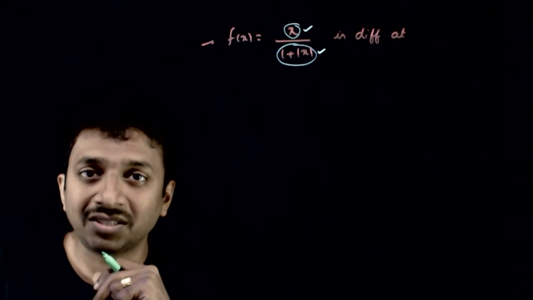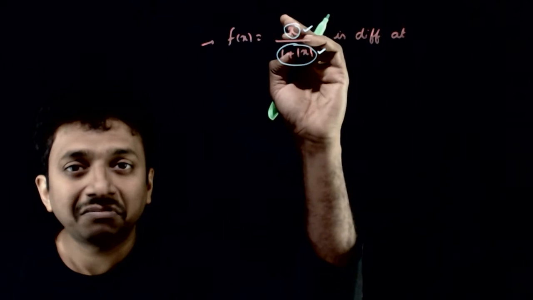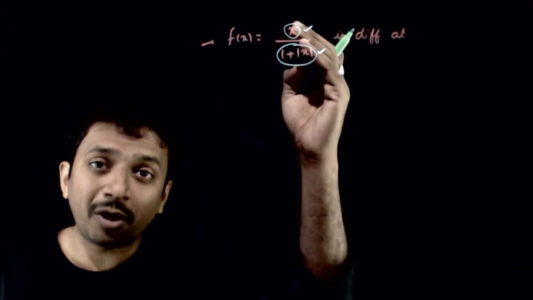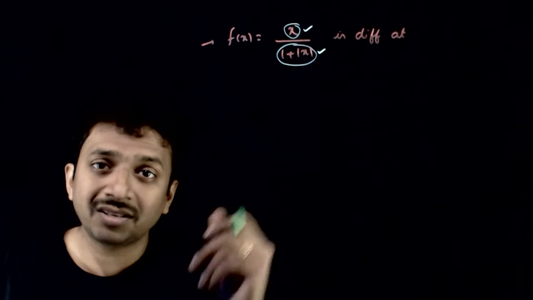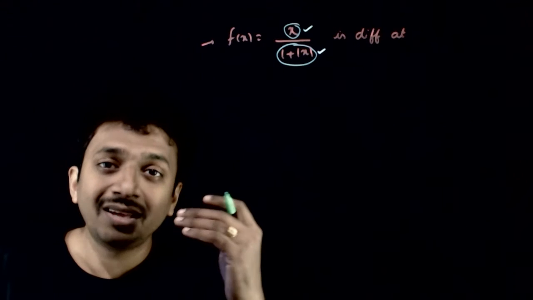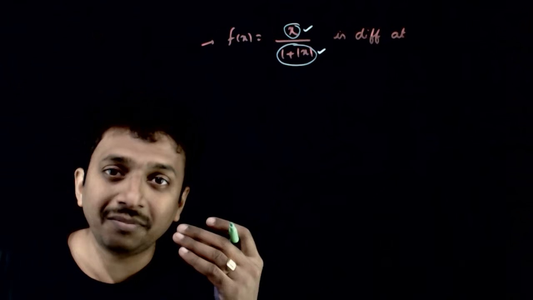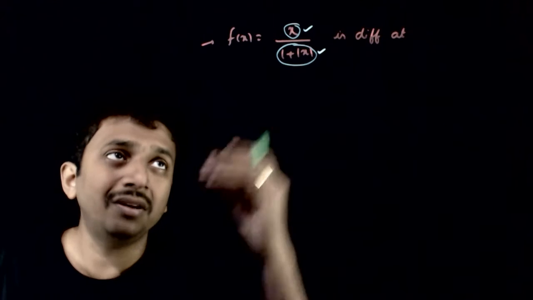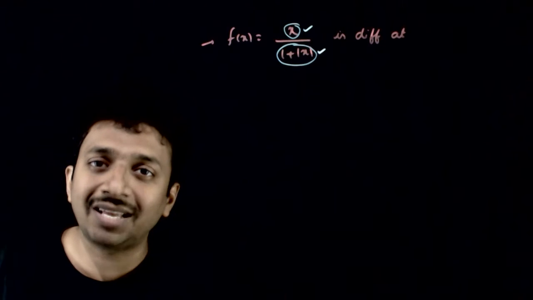At all other points it is differentiable. And the numerator is always differentiable. If at all there will be a problem for the differentiation of f of x, it has to happen at x equal to 0. If at all there will be a problem, the problem will occur at x equal to 0, not at any other point, because at all other points these two functions are nicely differentiable.